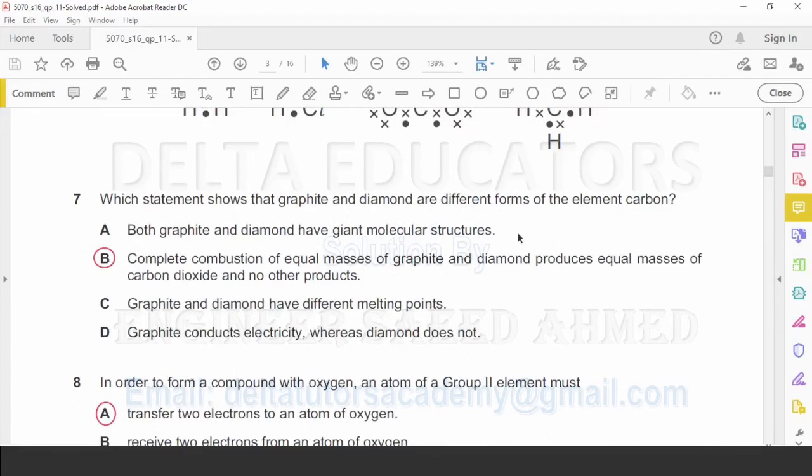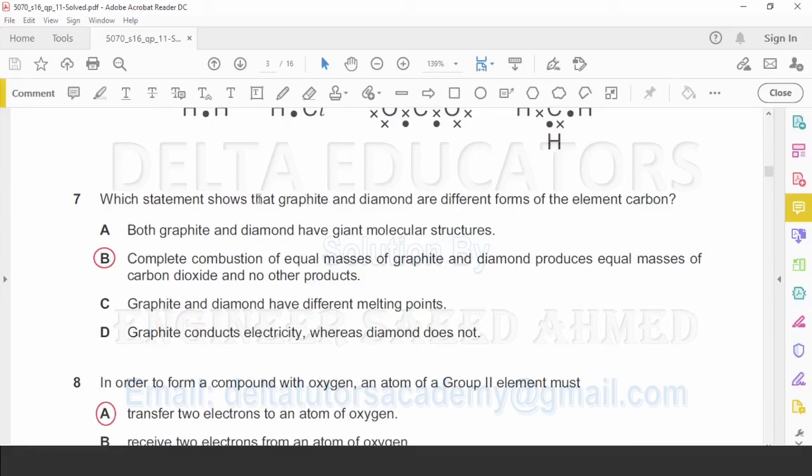Question number 7. Which statement shows that graphite and diamond are different forms of element carbon? Option A. Both graphite and diamonds have giant molecular structure. Yes, it is correct. Both graphite and diamond have giant molecular structure. But this statement just tells us about the physical property of graphite and diamond.